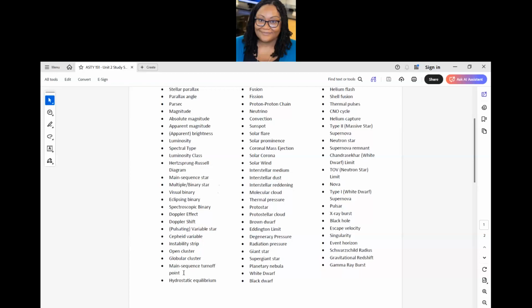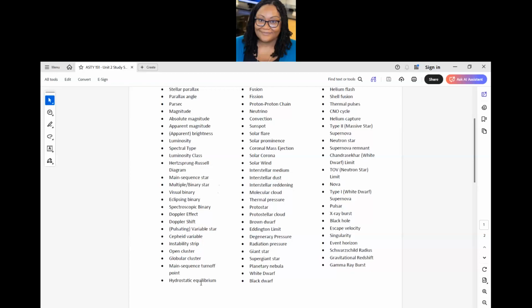And the main sequence turnoff point refers to an inflection point in the HR diagram for a specific cluster that allows us to basically pinpoint how many of the stars that were born with this cluster have already aged off of the main sequence and died, and how many of them are still waiting to move off of the main sequence. That gives us some insight into how old the cluster is.